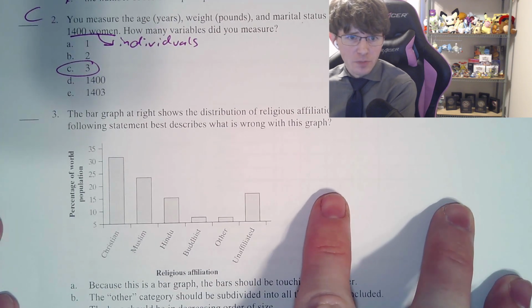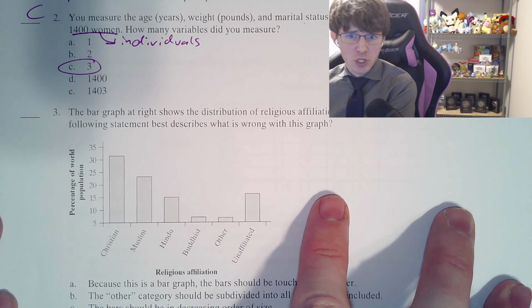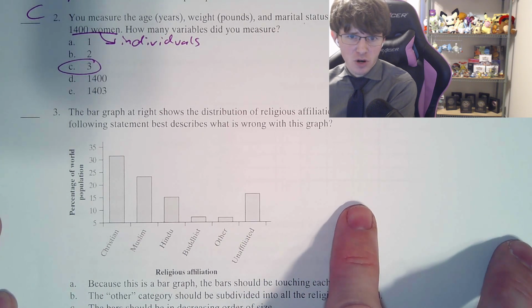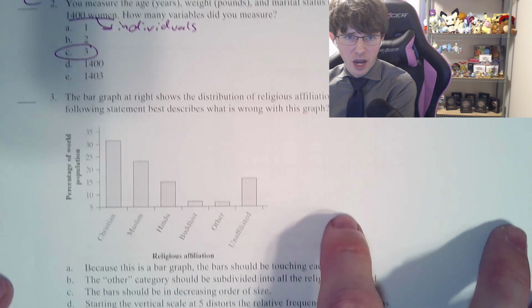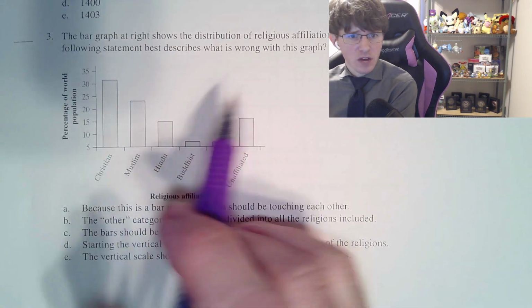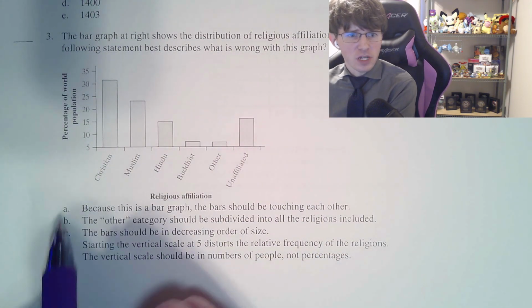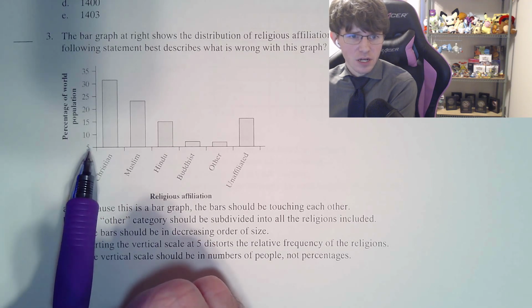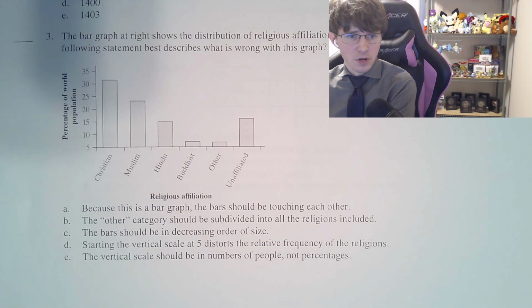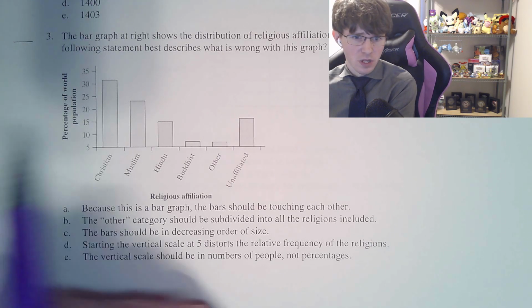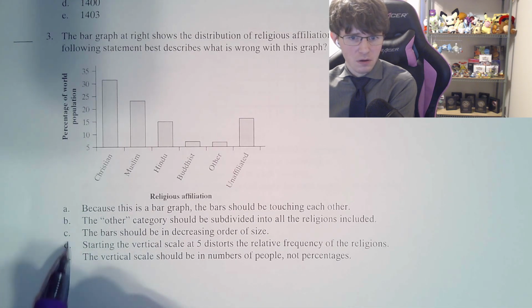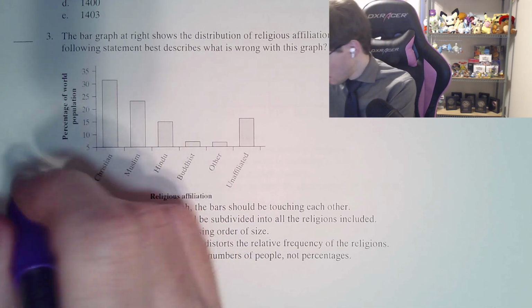Here you go. The bar graph at the right shows the distribution of religious affiliation around the world. Which of the following statements best describes what is wrong with this graph? Just glancing at it right away, before even reading these, it doesn't start at 0. This is a super common mistake that graphs can make, and this particular one absolutely does make that mistake. It does not start at 0. So one of these should say it's not starting at 0. Boom, starting the vertical scale of each one.